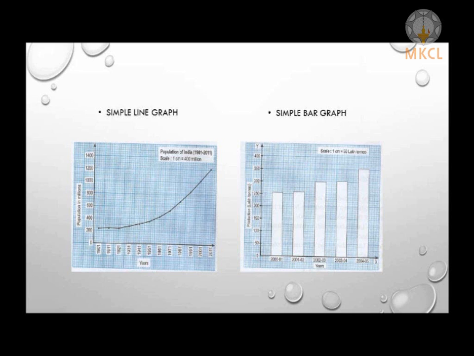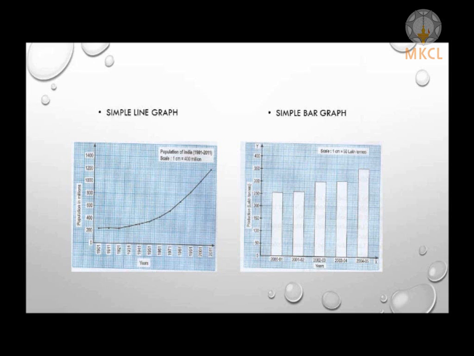Always along the x-axis, period is taken. That is, either it can be years or months. And along the y-axis, always the statistical data is taken, both in case of simple line graph as well as simple bar graph.